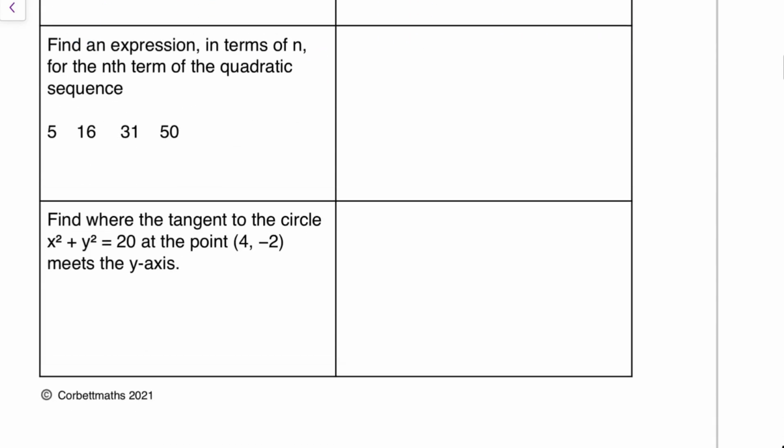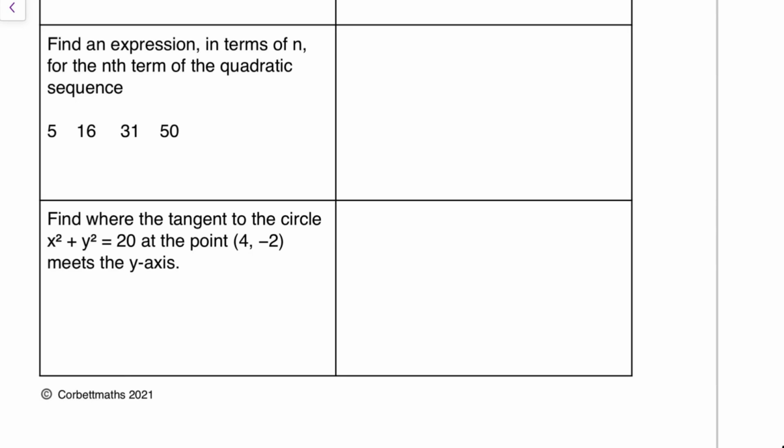Next question. Find an expression in terms of n for the nth term of a quadratic sequence. We haven't done a quadratic sequence in a while. Now, my technique here is slightly different to how you may do this in class, because I don't use the a plus b plus c method. I don't really like that method. I just think it involves you just learning something without really understanding it. So I prefer this method.